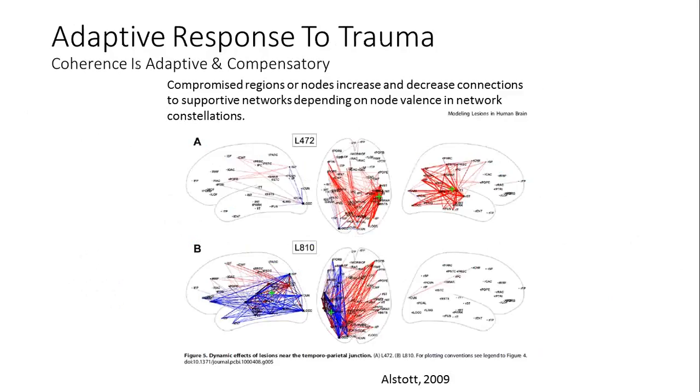Coherence is an adaptive response to trauma. It's adaptive and compensatory, and I've often shown this from an article by Alstott in 2009, where he's modeling lesions in the brain and then looking at how the brain responds. And if you look at section B in the middle image here, you can see there's a little green cross on this left side here, and that's where the proposed lesion is.